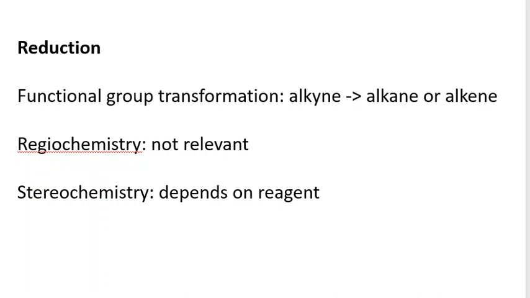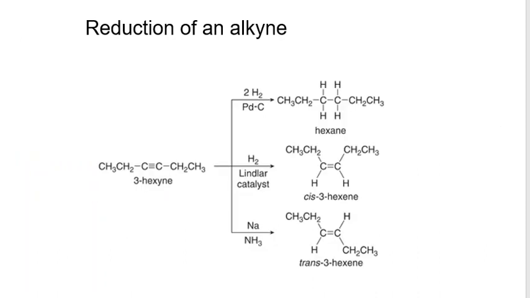So let's look at reduction. This is the hydrogenation reactions like you saw with the alkenes. With alkynes, you can actually reduce all the way down to an alkane or just to an alkene. Depends what reagent you use, and stereochemistry is dependent on the reagent as well. So if you start with a hexyne, you can use the hydrogenation reaction that we looked at before with a solid surface, that palladium carbon catalyst surface.